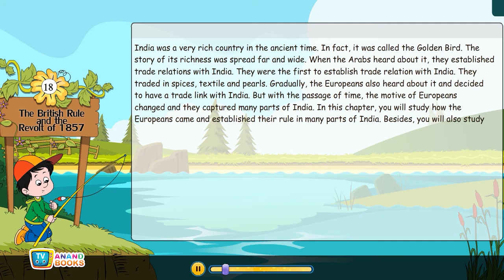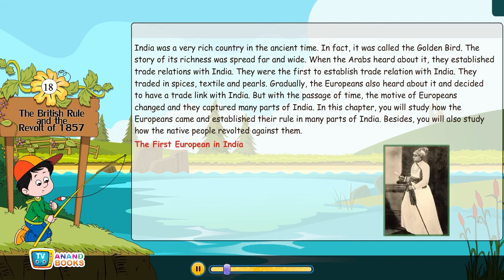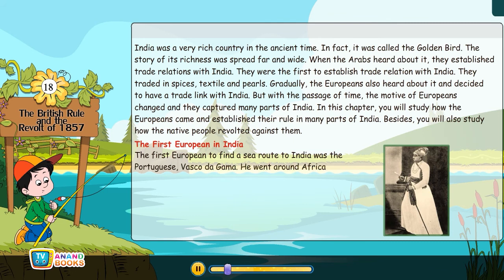Besides, you will also study how the native people revolted against them. The first European in India. The first European to find a sea route to India was the Portuguese Vasco da Gama. He went around Africa and located Calicut in Kerala in 1498.